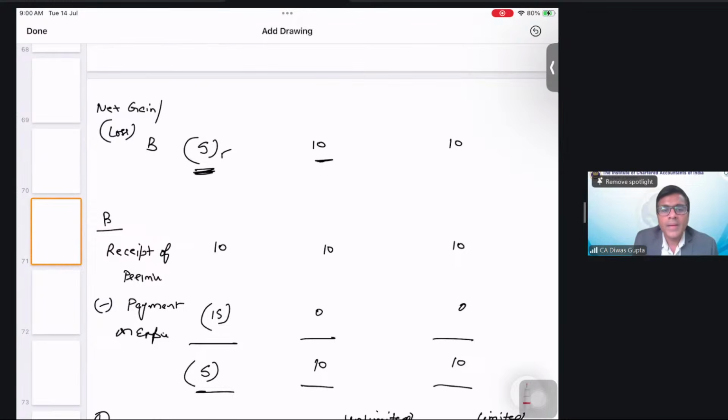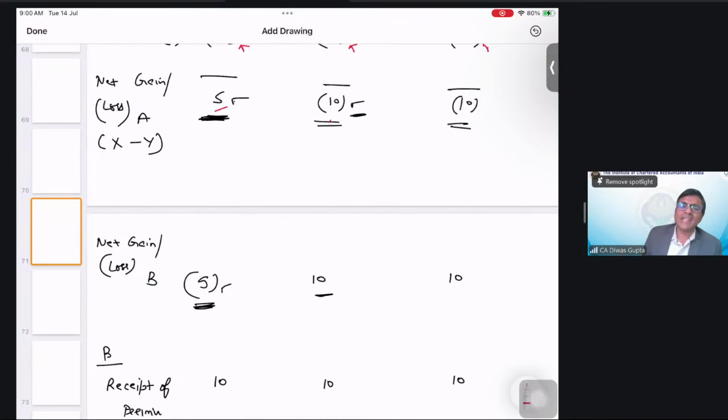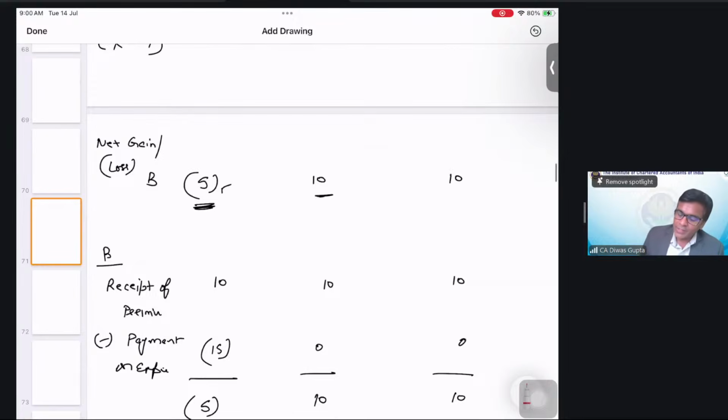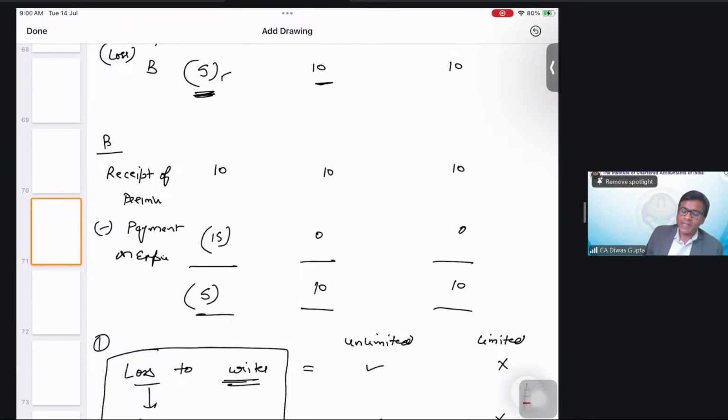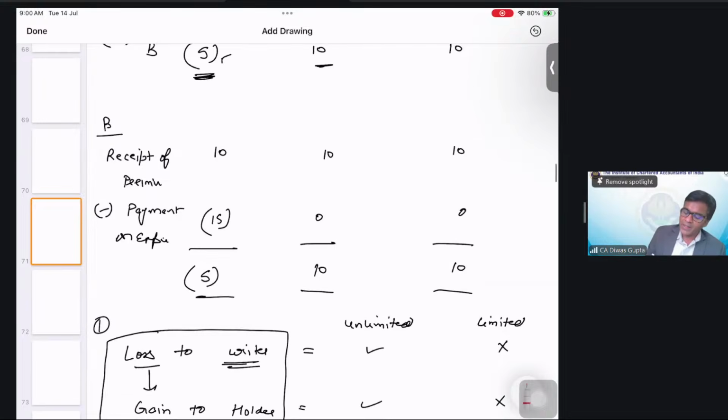Okay. Then we are also talking about the net gain from the B's perspective. So the similar amount, whatever is the gain to A will become loss of B, and whatever loss of A will become gain of B. So this is minus 5, 10, and 10. And hence the receipt of premium will look like 10, 10, and 10. From B's perspective, the payment on expiry will be 1500, and hence 5, 10, 10 becomes the payment.